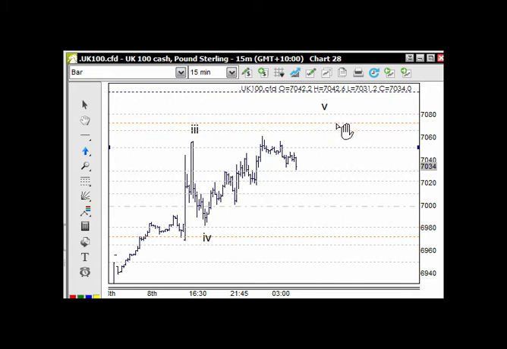So the idea would be to count 5 waves in this structure here. But they can already be done, and it would be up for 1 and A, B and C here for 2, up for 3, back for 4 and up for 5. So it can be done already. This does appear to be corrective as well, so there is space for that. But anyway, trigger, set up, 70.50, end of story.